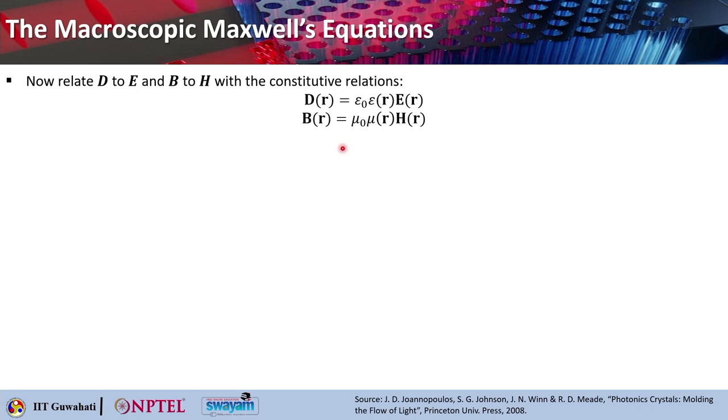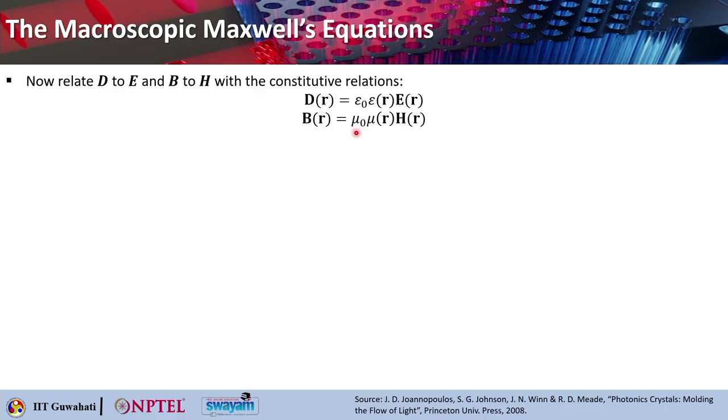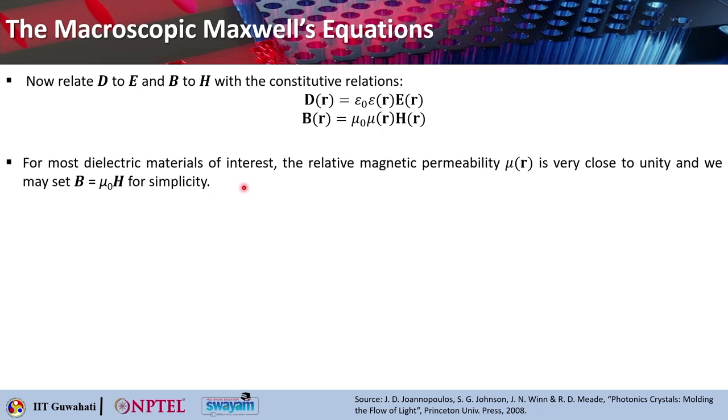These are the two constitutive relations, where D as a function of r can be written as epsilon naught epsilon r E. Here the permittivity is a function of position, and so is the electric field. Similarly, B of r can be written as mu naught mu r H. For most dielectric materials of interest, the relative magnetic permeability, mu r, is very close to 1. So you can simply put this as 1, which simplifies the equation, and you can write it as B equals mu naught H for simplicity.